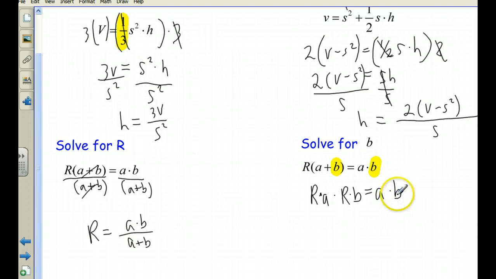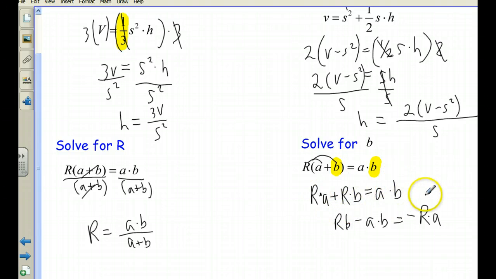Well, I want both of these B terms on the same side. I want this one on the other side. By the way, there's a plus sign here, not a times sign. There's a plus. I just distributed to both terms. So I'd like to get the AB term over here and the RA term over to the right, maybe. So I have RB minus AB equals negative RA. So I had to subtract RA to move it over. I had to subtract AB, and I get that.